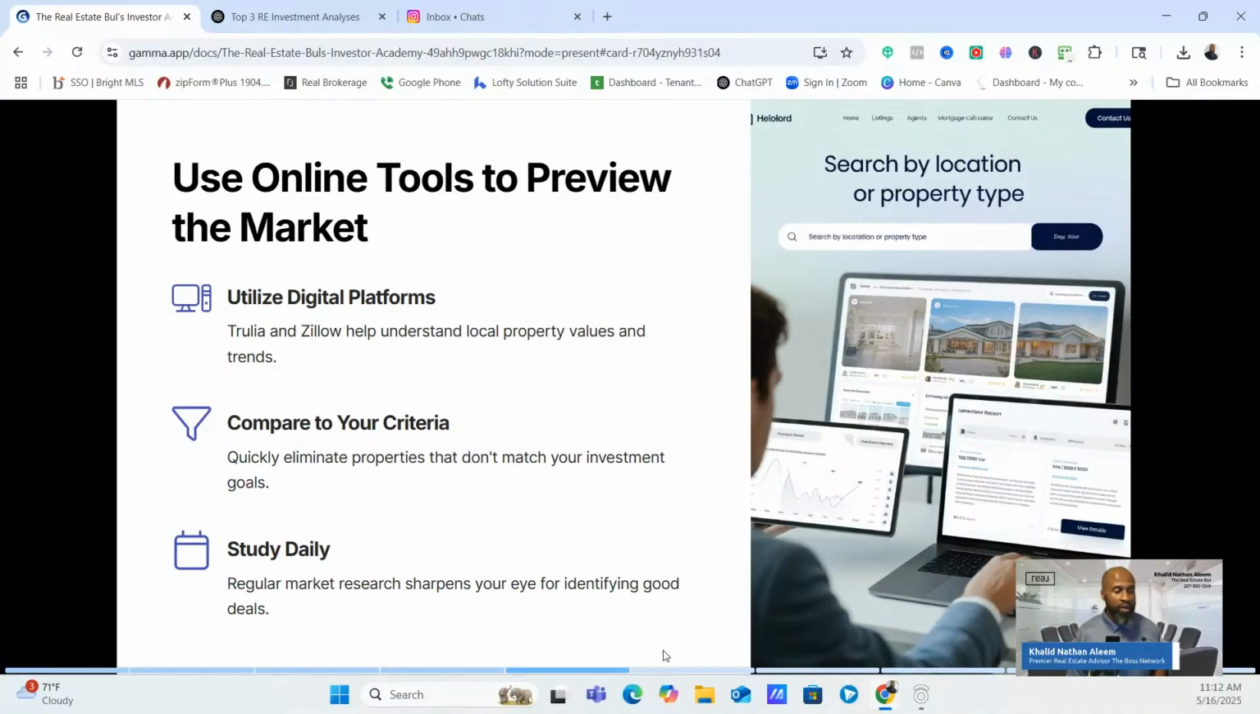Next, compare your criteria. Quickly eliminate properties that don't match your investment goals. What are your investment goals? Now, here's the thing, and this is important. As a first time investor, I always recommend that my first time investors buy a turnkey property. Turnkey property means that there's no renovation that needs to be done. So I always stress that they buy that.